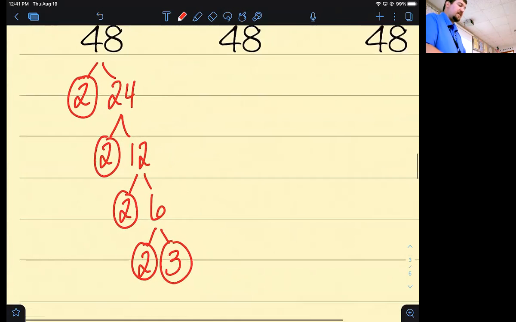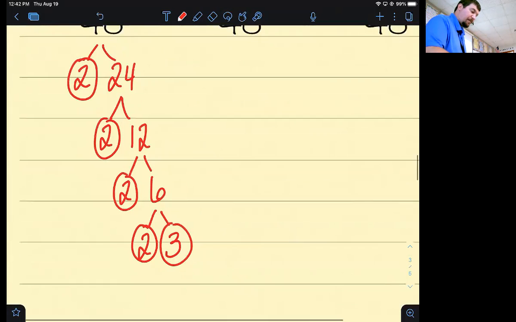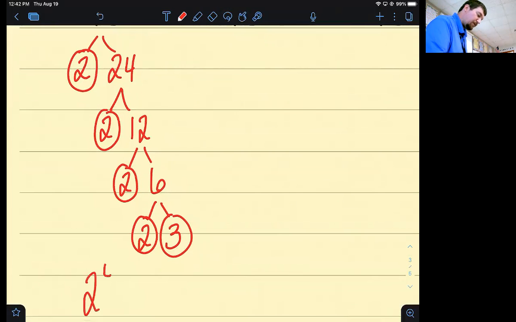Now, all of this is my work. If you put that on your quiz tomorrow, you'll get half a point, because I actually need your answer too. Your answer is going to say 2 to the what power here, Hunter? Not cubed. There's not 3 of them. There's 4 of them, isn't there? So I'm going to write 2 to the power of 4 because it repeats 4 times.